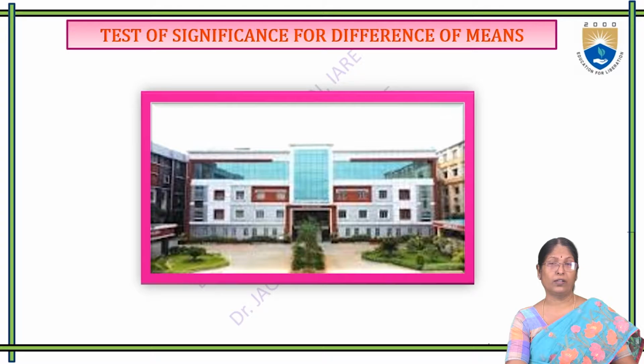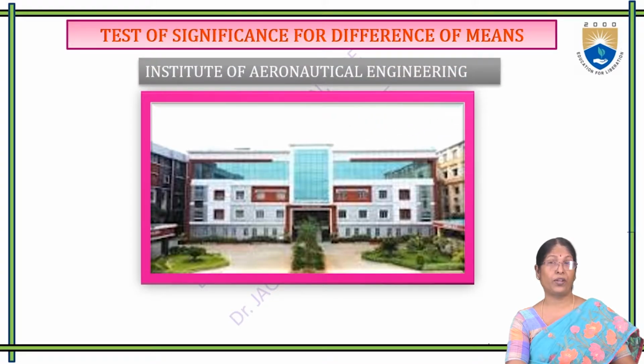So in Telangana, take the number of engineering colleges, all the engineering colleges' academic performance, some data which is defined. So that is the population. To check whether the data is correct or not, we are taking the Institute of Aeronautical Engineering. So IARE, Institute of Aeronautical Engineering, is the sample for the population of the total engineering colleges in Telangana.